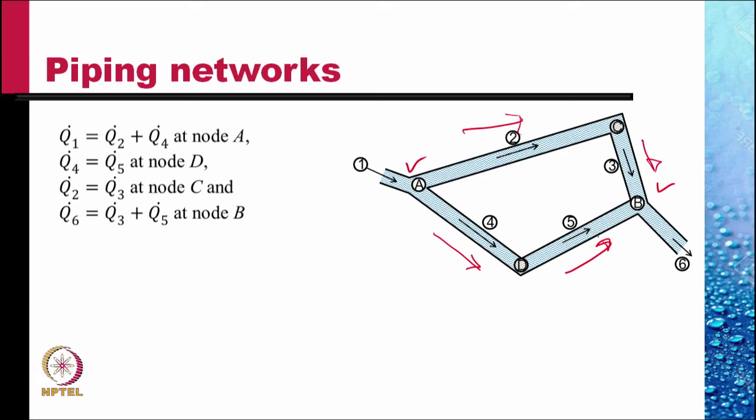And then the second condition, that the pressure drop between the two junctions A and B is the same following either path 2 and 3 or 4 and 5. So pressure drop in AC plus pressure drop in CB is equal to pressure drop in AD and pressure drop in DB. We can write pressure drops in terms of the pipe lengths, diameter, and the friction factors for each one of them.